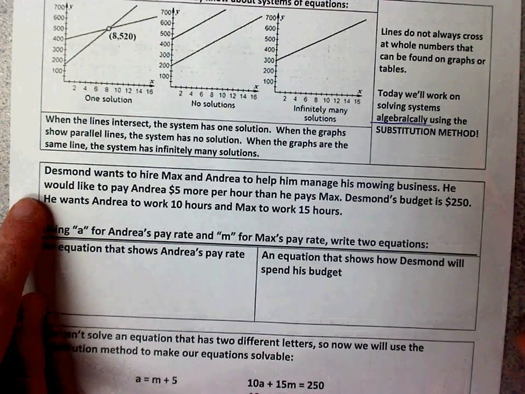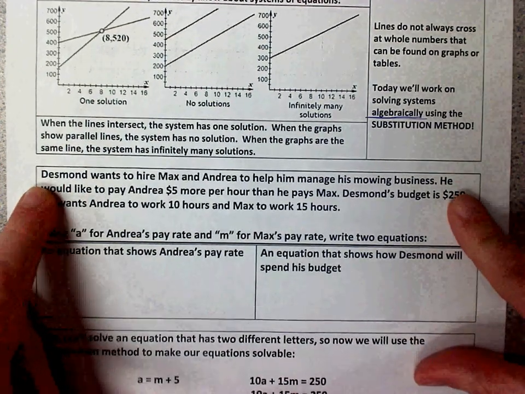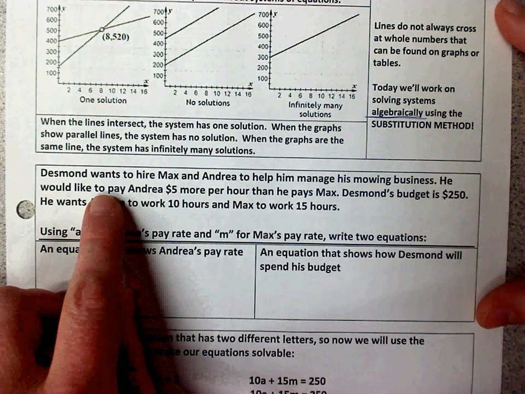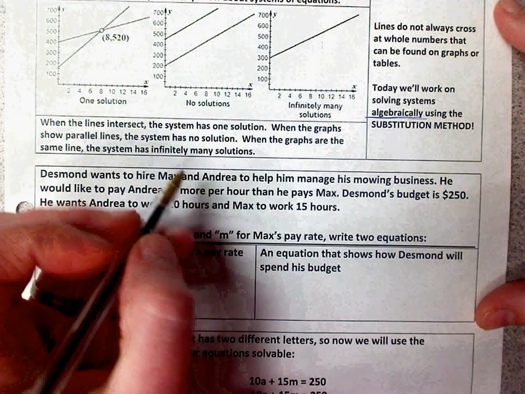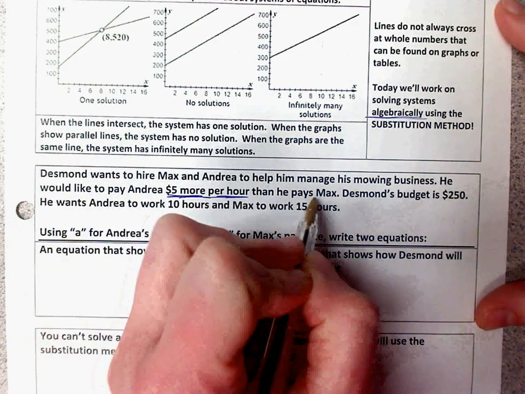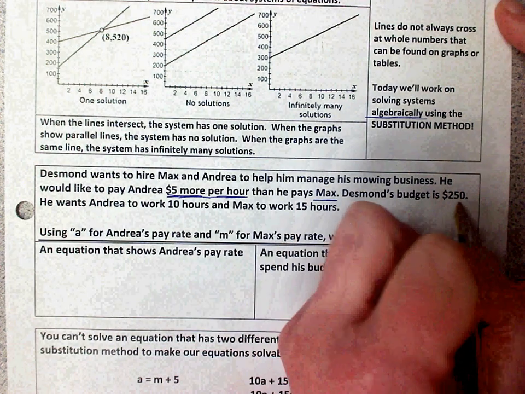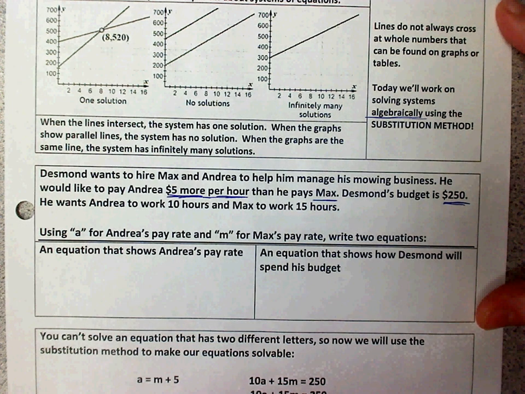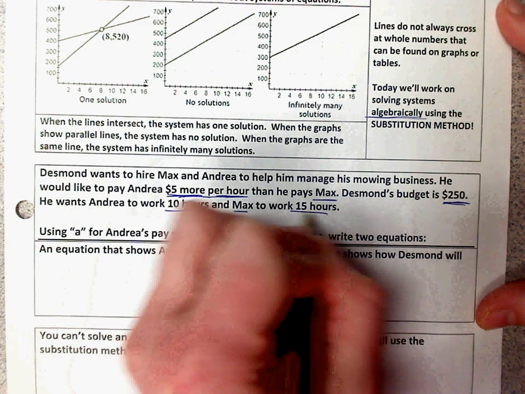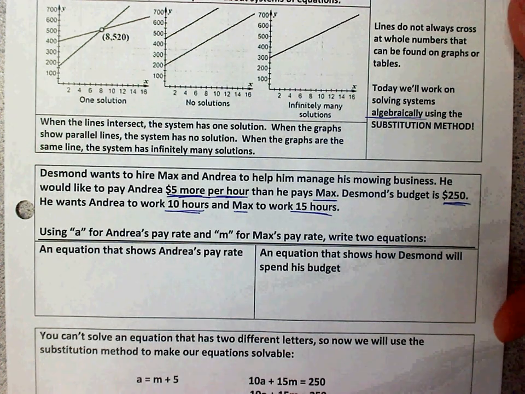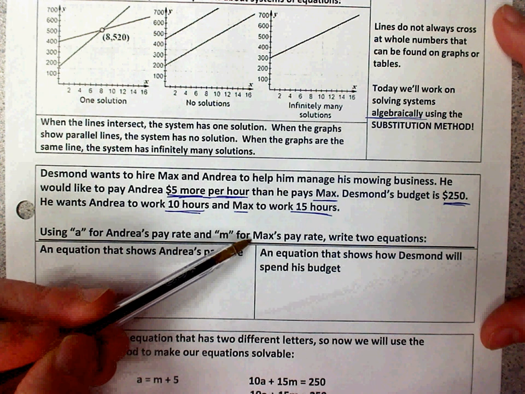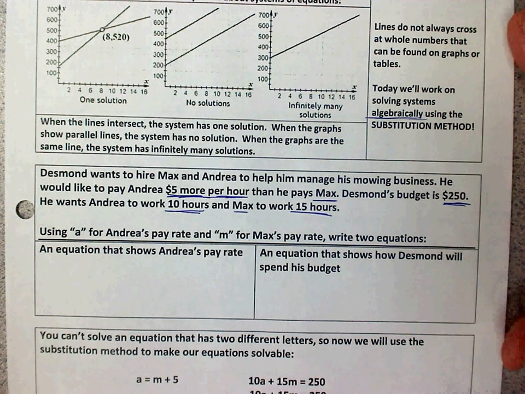We're back to Desmond. He wants to hire Max and Andrea to help him manage his mowing business. He would like to pay Andrea $5 per hour more than he pays Max. Desmond's budget is $250. He wants Andrea to work 10 hours and Max to work 15 hours. Alright, so we're going to use A for Andrea's pay rate and M for Max's pay rate. So let's write these two equations.